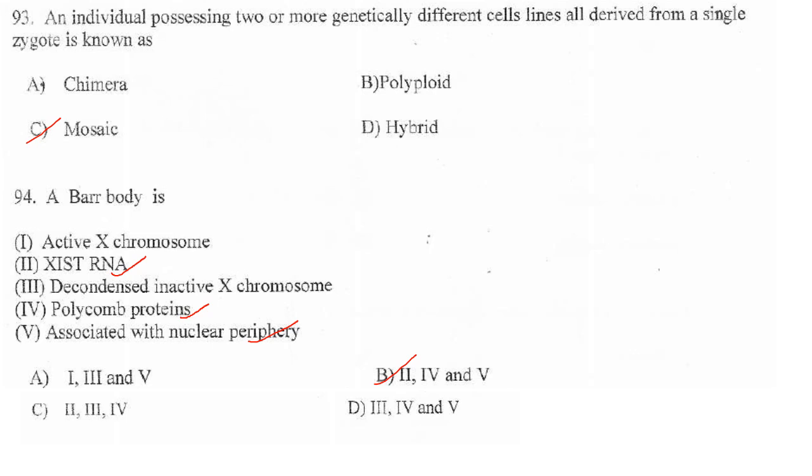Then a bar body is XIST RNA, that is X inactive specific transcript. It triggers the transformation of an active X chromosome into a condensed inactive bar body. Then decondensed inactive X chromosome. It is not a decondensed inactive X chromosome. It is the transformation of an active X chromosome into a condensed inactive bar body, so it is condensed. Then polycomb proteins are involved in bar body formation. So that is also correct. Then associated with the nuclear periphery. So that is also correct because bar bodies are most commonly situated in the periphery of the nucleus. So 2, 4 and 5 are correct. Answer is option B.